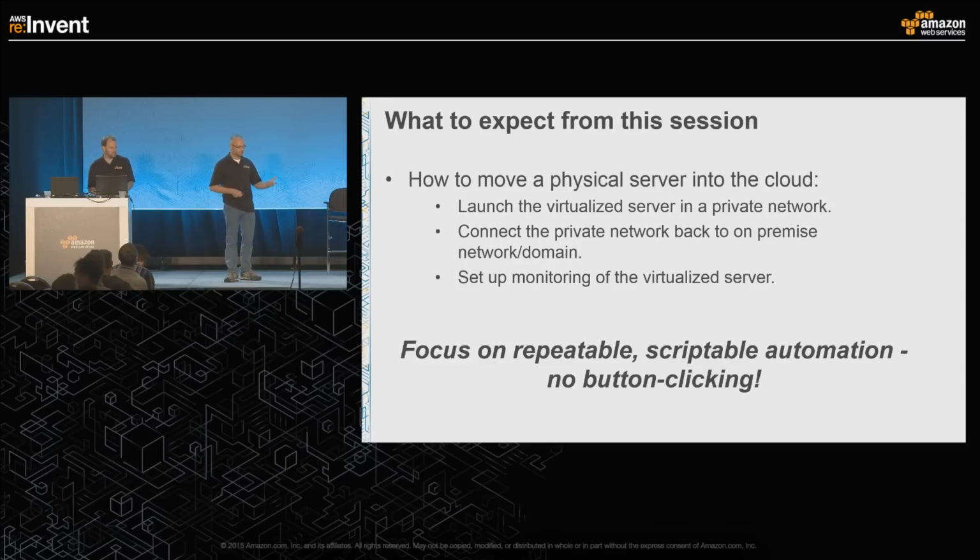Once we get the server imported into EC2, we're going to take a look at how we can launch it into a private network and connect it back to our corporate on-prem network, and how to do it securely, just in case this server has things on it that you don't want on the public internet. And then we're going to set up monitoring of the virtualized server. Once it's under our desk, we can keep an easy eye on it. We know when things are going wrong, we hope. Once it's in the cloud, we don't have that physical access, so we're going to show how to set up monitoring, and we can keep an eye on it from a distance. Our focus is going to be on repeatable, scriptable automation.